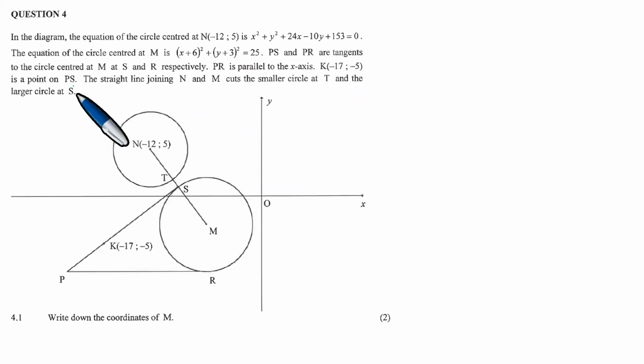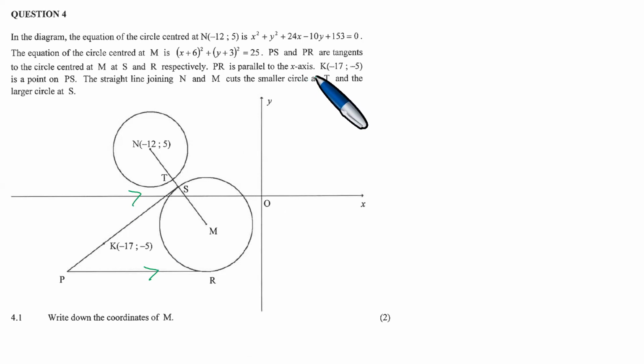PS and PR are tangents to the circle centered at M, at S and R respectively. So they are there at S and R. PR is parallel to the x-axis. So you have PR, and you can see it's parallel, so let's mark that. PR is parallel to the x-axis that way.